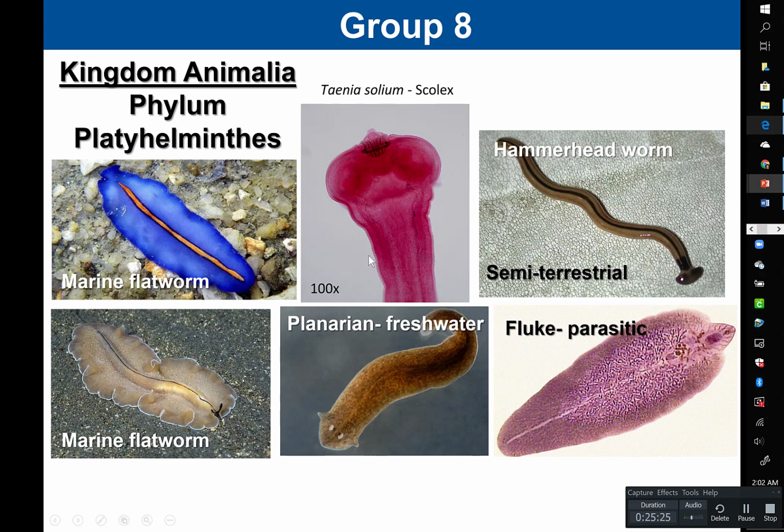This is a tapeworm. This is one that's called Taenia solium. Taenia solium has this head, and it has these little hooklets on it. The head is referred to as a scolex, and the adult tapeworm can attach to the intestine and can reside in the intestine. The way that you get tapeworm is by eating undercooked meat. Taenia solium specifically, this species, is found in pigs.